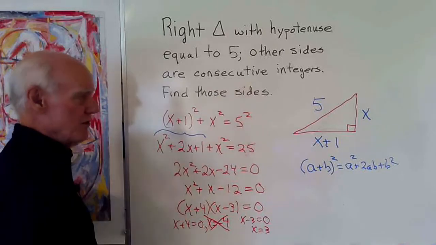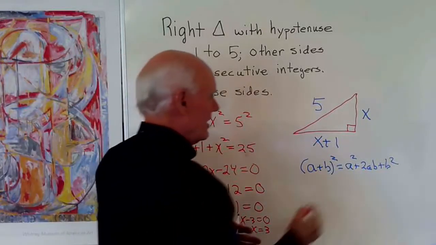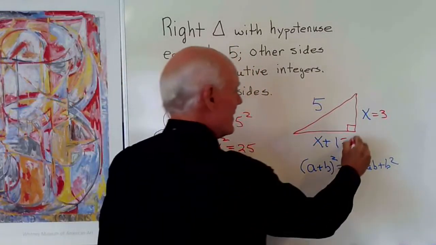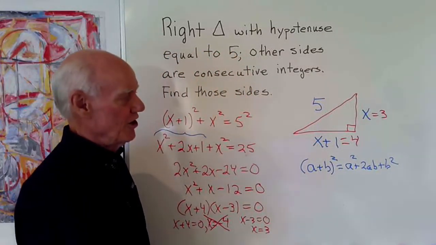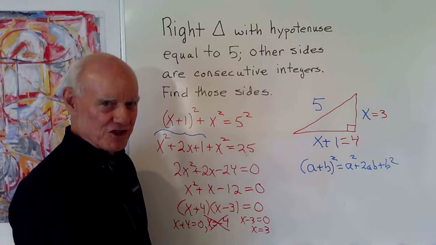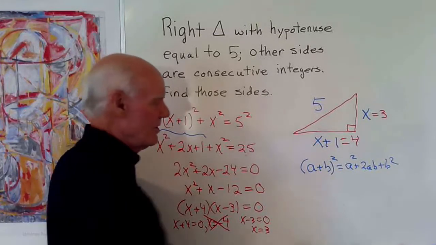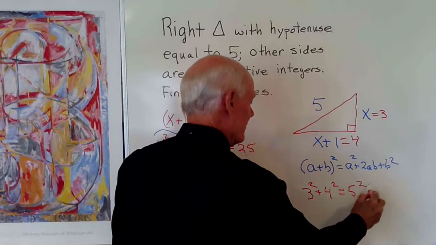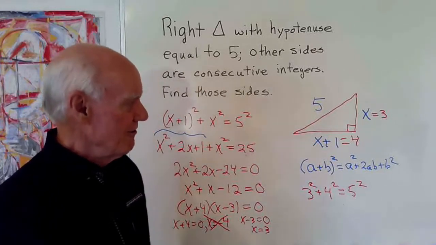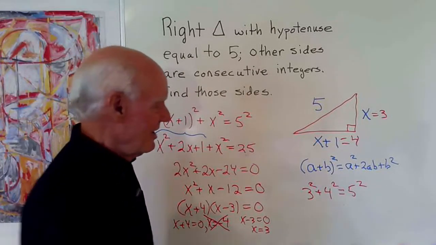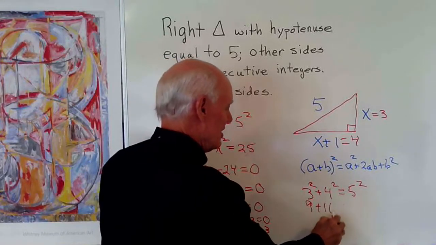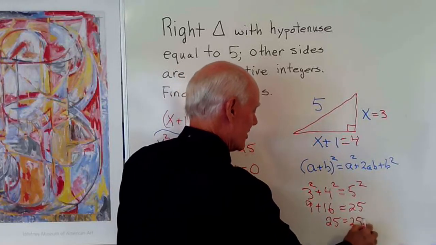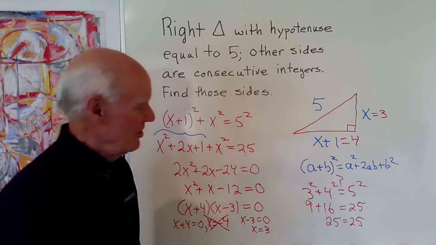I'm asked to give the lengths of those two sides, so what I'm going to say is this. x is equal to 3, so x plus 1 is equal to 4. So the three sides in that triangle are 3, 4, and 5. I can check to see if these solutions are correct by using the Pythagorean theorem. Is 3 squared plus 4 squared equal to 5 squared? Do I actually have a triangle? Can I actually form a triangle with sides of those lengths? Well, that's 9 plus 16 is equal to 25, and so 25 equals 25. So yes, there is a triangle that has those sides.